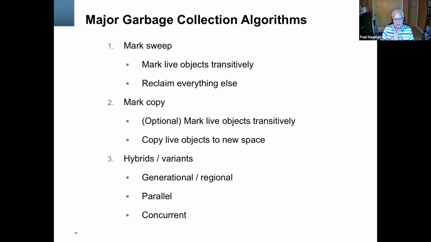There are hybrids and variants of both of these. Generational, where new objects are allocated in one region and then ultimately over time get promoted to another region. There are regional collectors like G1 that actually break up the heap into decent sized chunks and move objects from one to another. A parallel garbage collector is one that uses multiple threads to do its work. And then finally, a concurrent collector is one that actually runs while the application is still running.